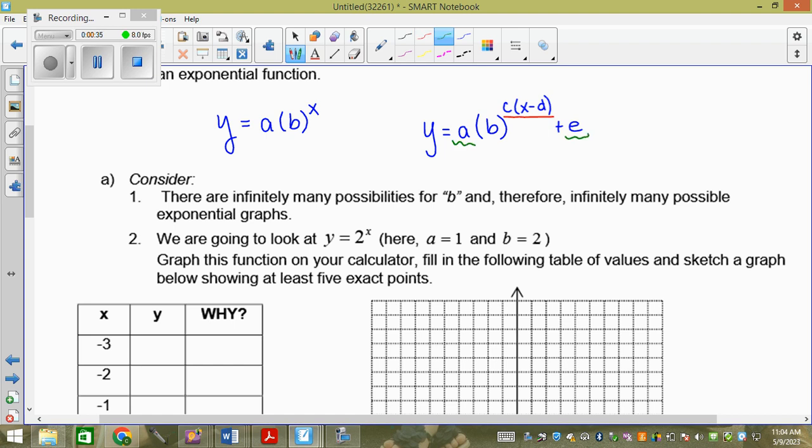And then some people will say, well, what about the b? The b is not a transformation. The b just has to be the same between functions. So like if I looked at y equals 2 to the x, and then I gave you y equals 2 to the 3x, this 2 has to be the same. It shows up nowhere in your transformations. It just has to be the same base. It's called the base of an exponential function.